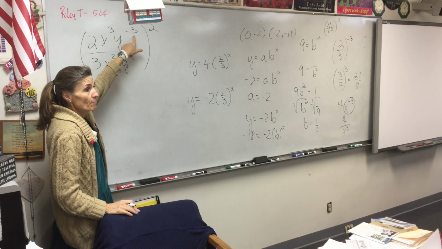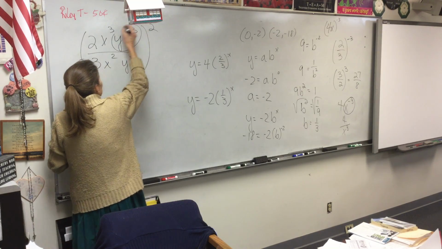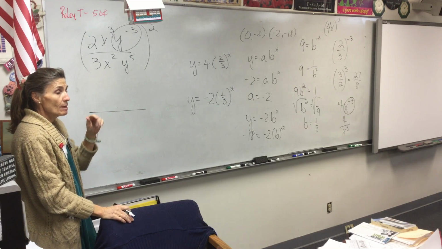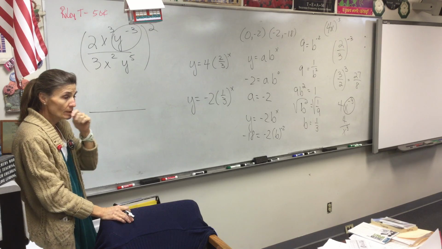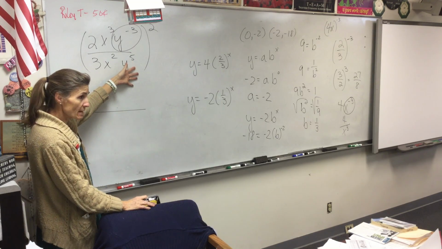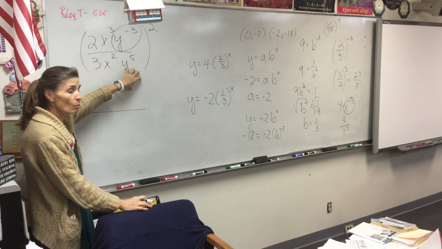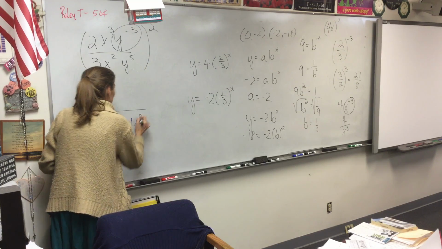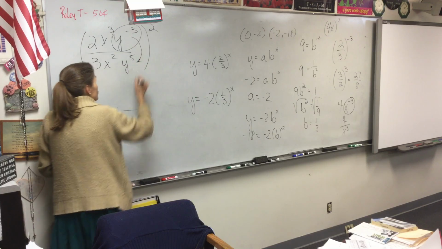See that? Where is this guy going to go? He's going to go to the bottom. But wait a minute, aren't there already some y's in the bottom? So there's 5 of them already down there. When you bring these 3 down, what are you going to have? 8. These come down and join those.